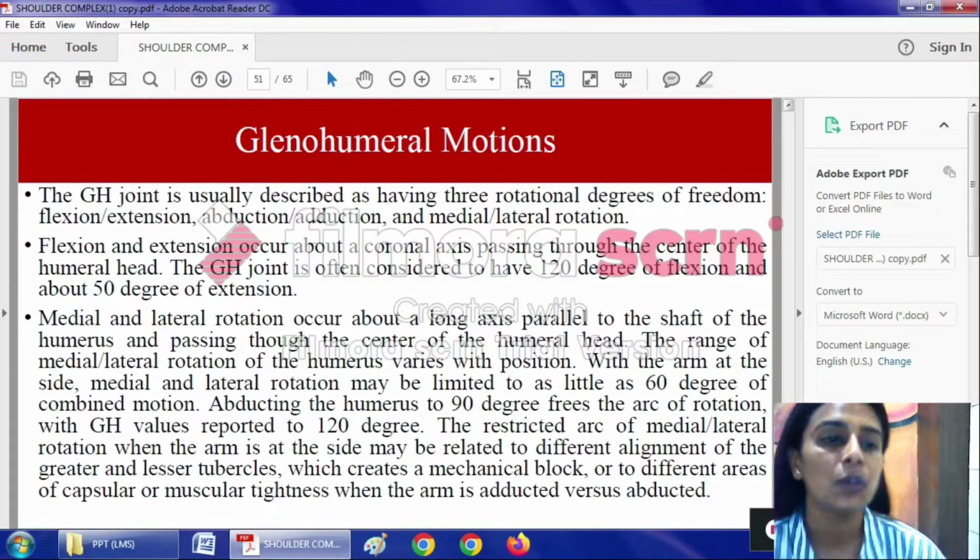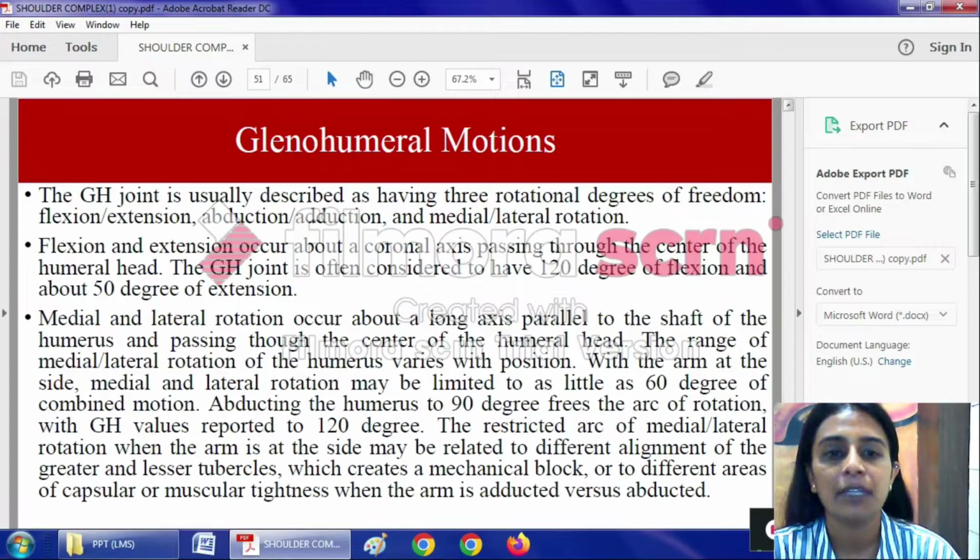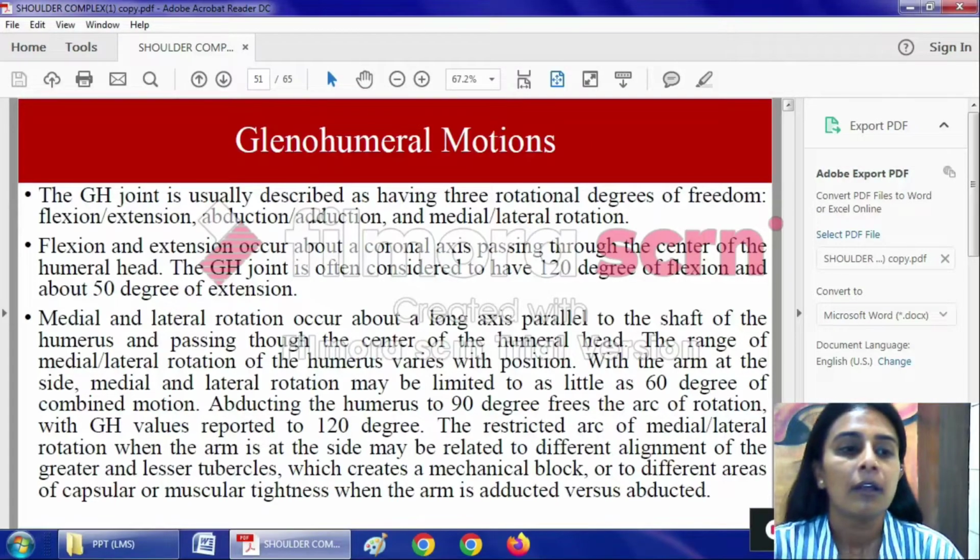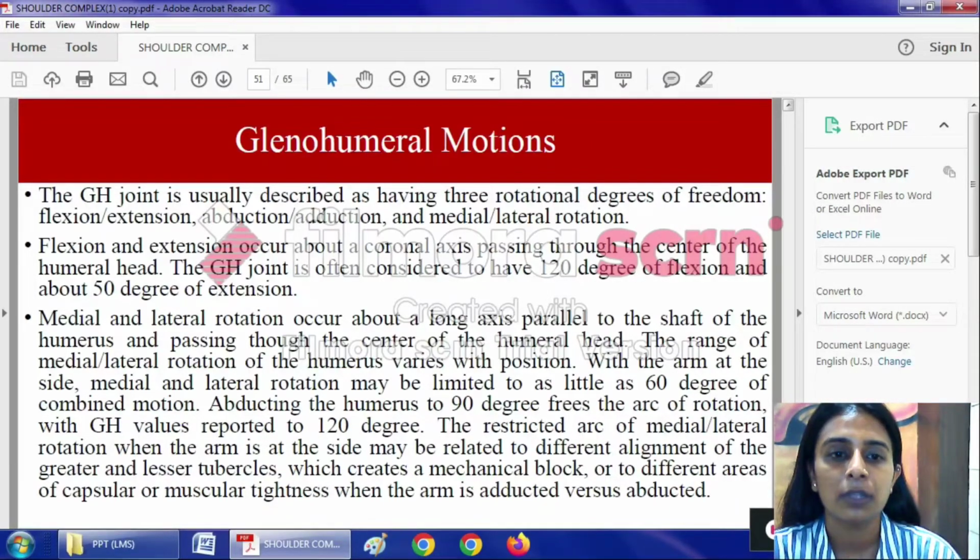The GH joint is usually described as having three rotational degrees of freedom: flexion and extension, abduction and adduction, and medial and lateral rotation. Flexion and extension occur about the coronal axis passing through the center of the humeral head. The GH joint is often considered to have 120 degrees of flexion and about 50 degrees of extension. Medial and lateral rotation occur about a long axis parallel to the shaft of the humerus and passing through the center of the humeral head.